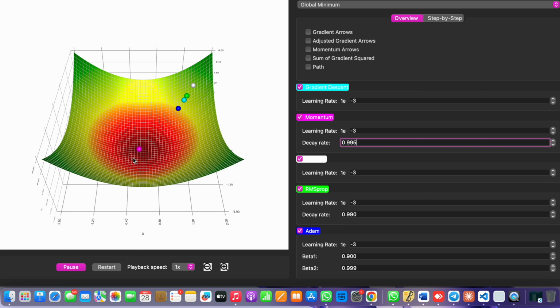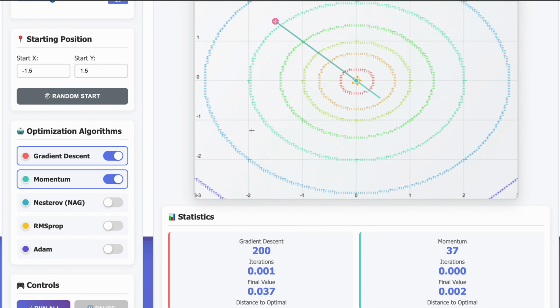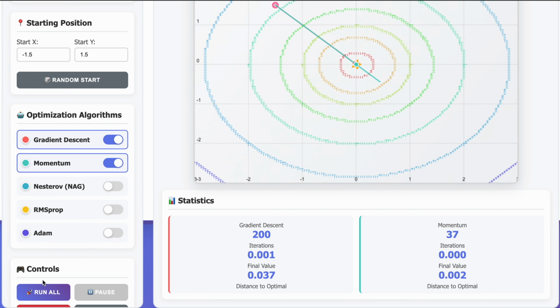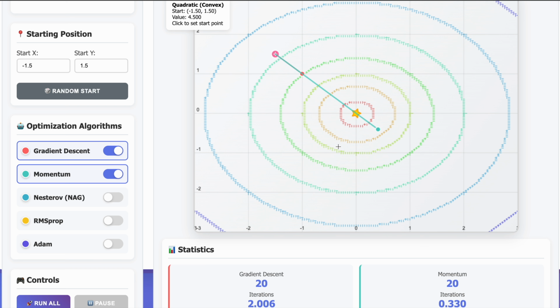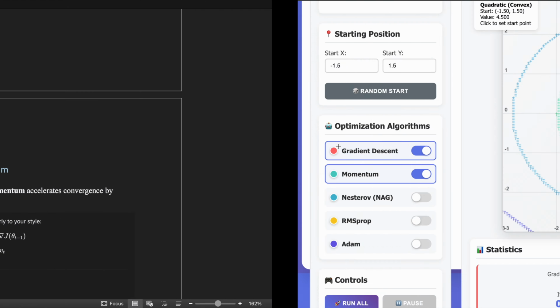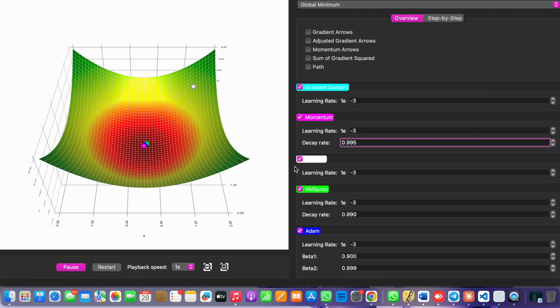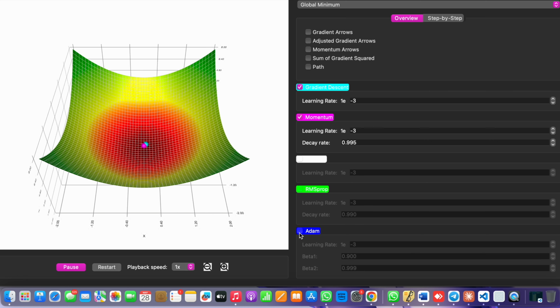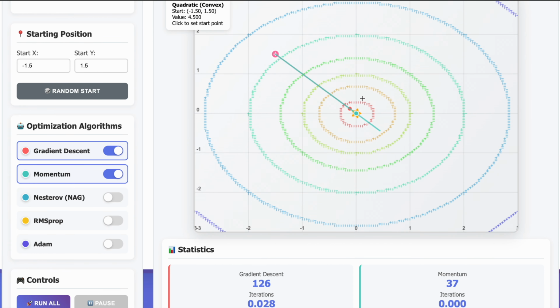Basically, restart it and you can see the same thing is happening. When the ball of momentum is coming down, it's just oscillating. The same thing in the contour plot: if I run it again, this is the top view of the old 3D visualizer. If I remove RMSProp and Adam, and follow just gradient descent and momentum and restart, you can see the same thing is happening in 3D, like what you watched in the 2D contour plot.